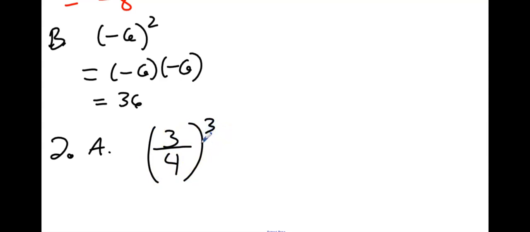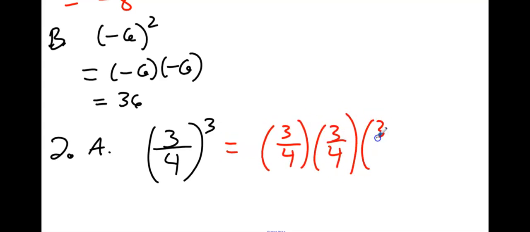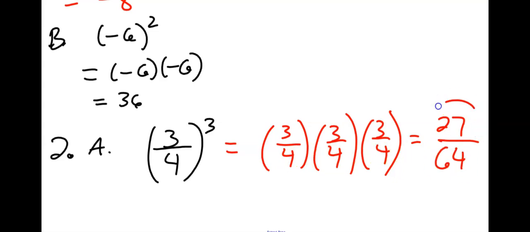Where you've got 3/4 to the third power. Okay, so that one's the same thing. It's 3/4 times 3/4 times 3/4. And as far as multiplying fractions, just multiply straight across the top. So on the top part, you've got 3 times 3 for 9, 9 times 3 for 27. On the bottom part, 4 times 4 is 16, 16 times 4 would be 64.